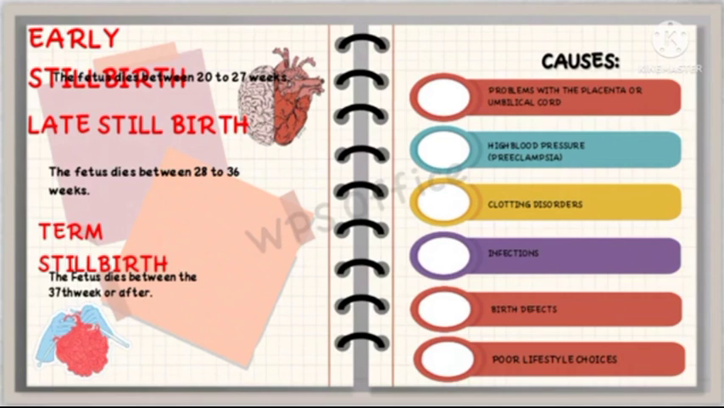So next are the causes of fetal death. Knowing the causes of fetal death is vital not only for the health providers, but for the parents also, to help with the grieving process. And these are the common causes of fetal death: problems with the placenta or umbilical cord, high blood pressure or preeclampsia, clotting disorder, infections, birth defects, and poor lifestyle choices.